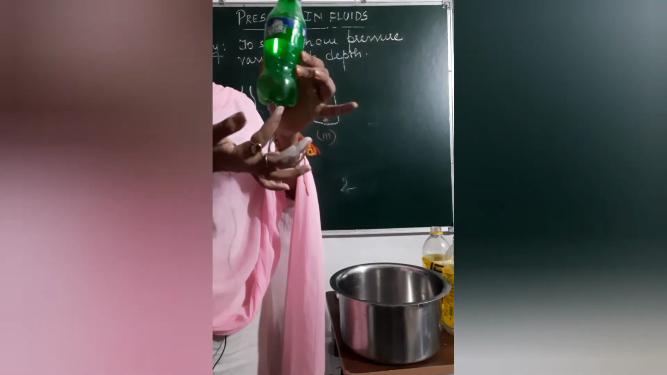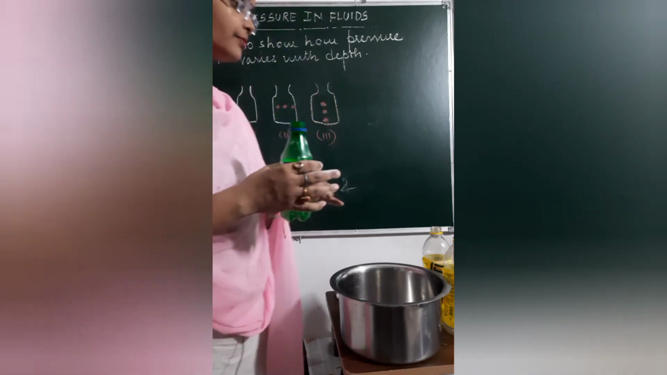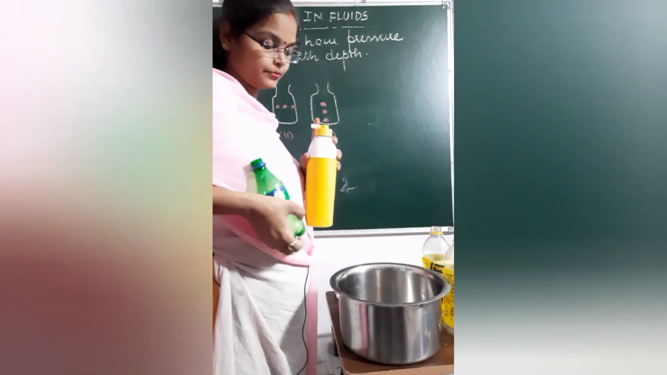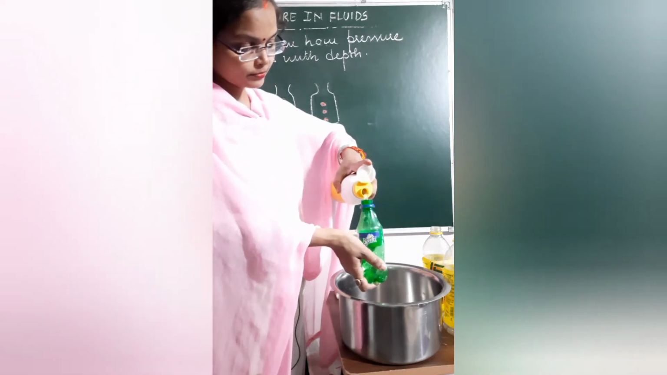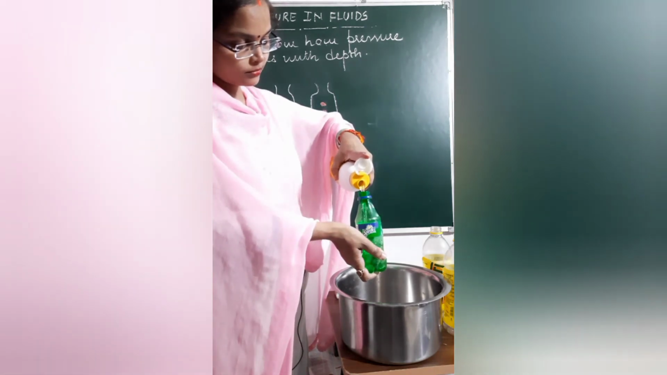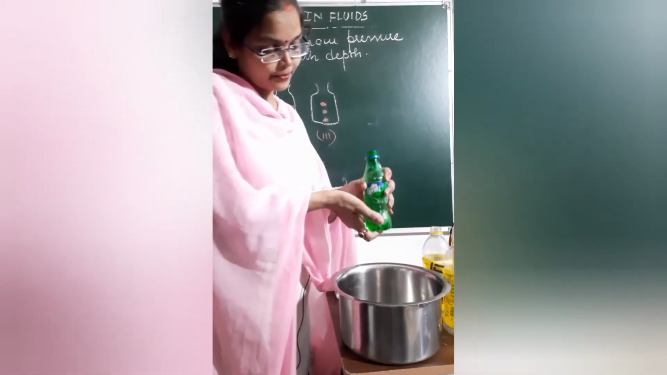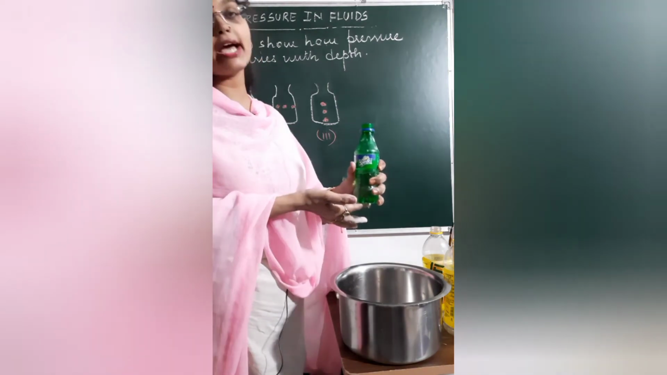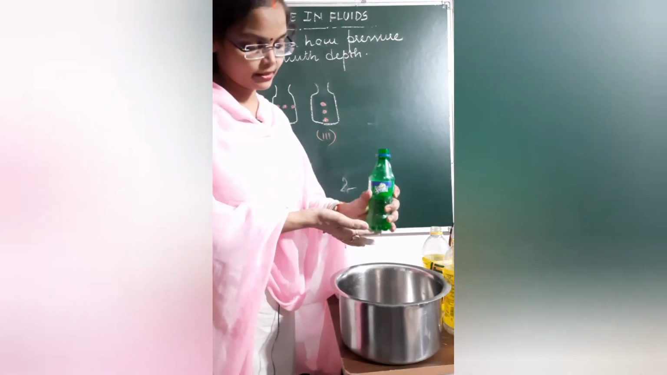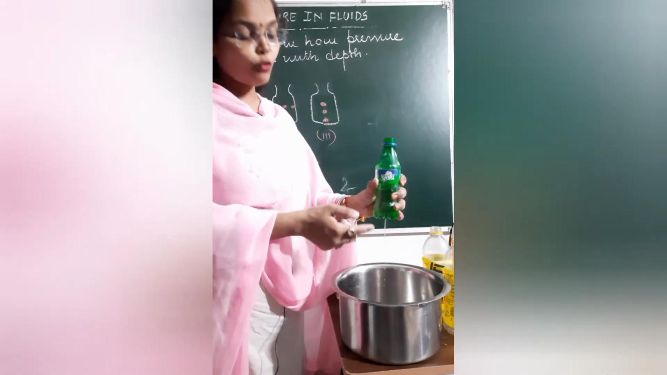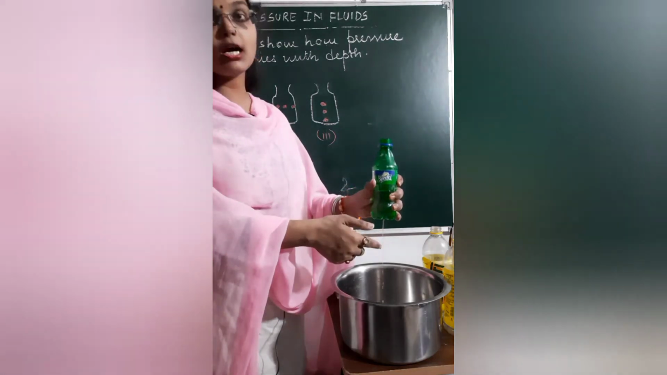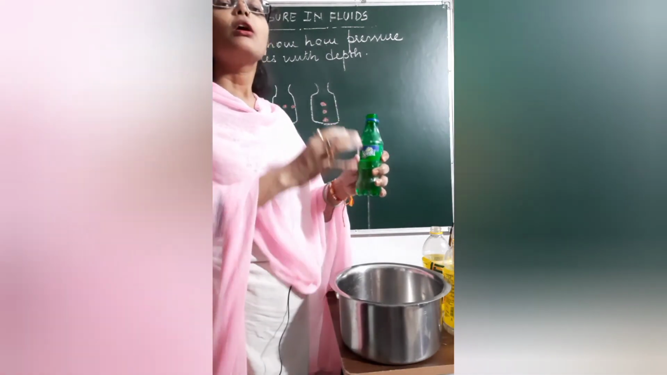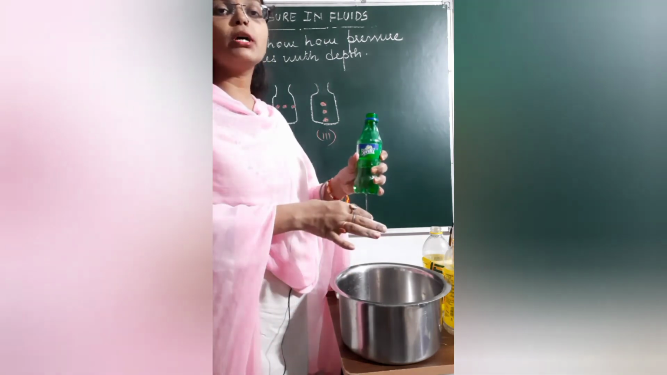This bottle I have taken, there is a hole at the bottom. Now I am going to fill water in this bottle. At the bottom where there is a hole, I am putting my finger. As soon as I remove my finger, see what will happen. Water starts flowing from the bottom. It shows that water is exerting pressure. Liquid is exerting pressure in the downward direction.